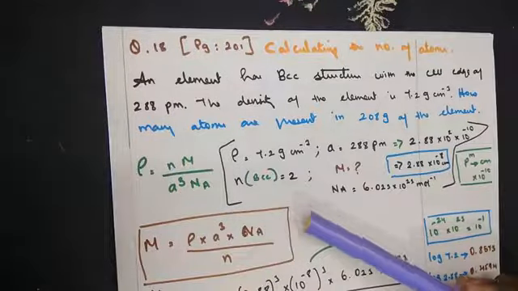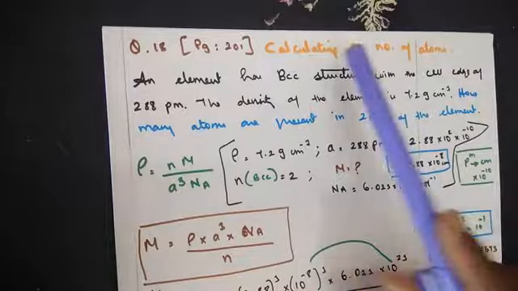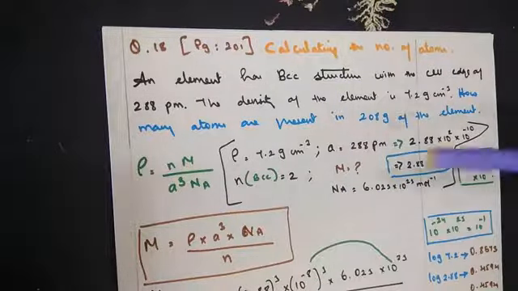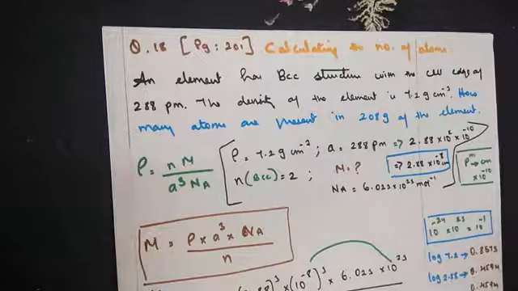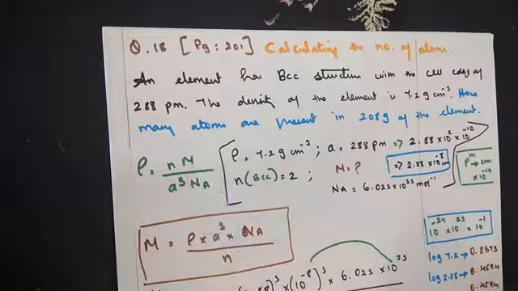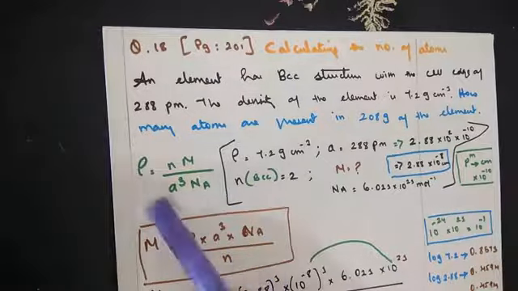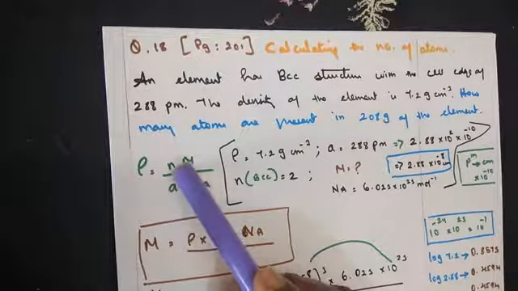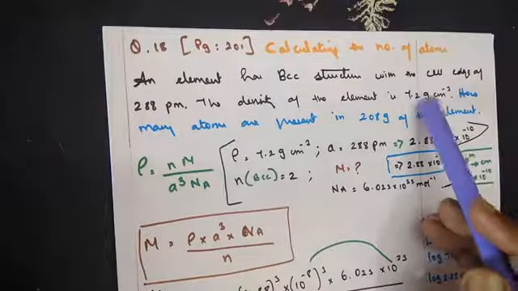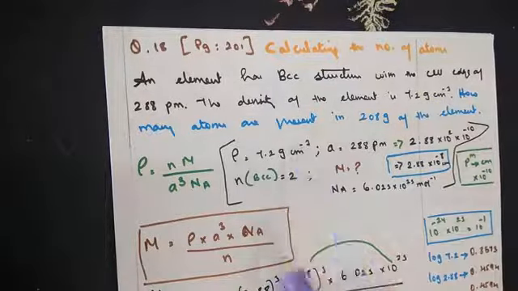Once again, in the previous two sums also we calculated the number of atoms, but there I used a different formula. Here I'm using a different formula, but the origin is the same. From the density formula we are rearranging the terms. So the density is equal to n into M by a cube into Na. Rho is given as 7.2 gram per centimeter cube.